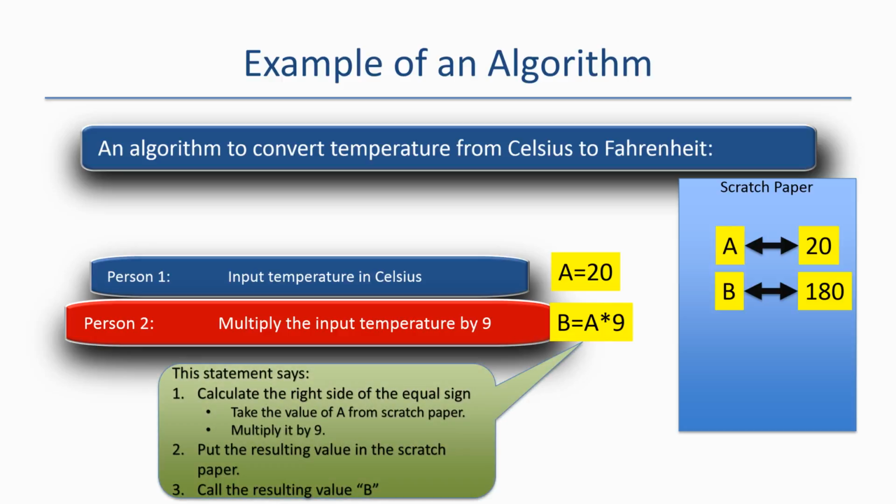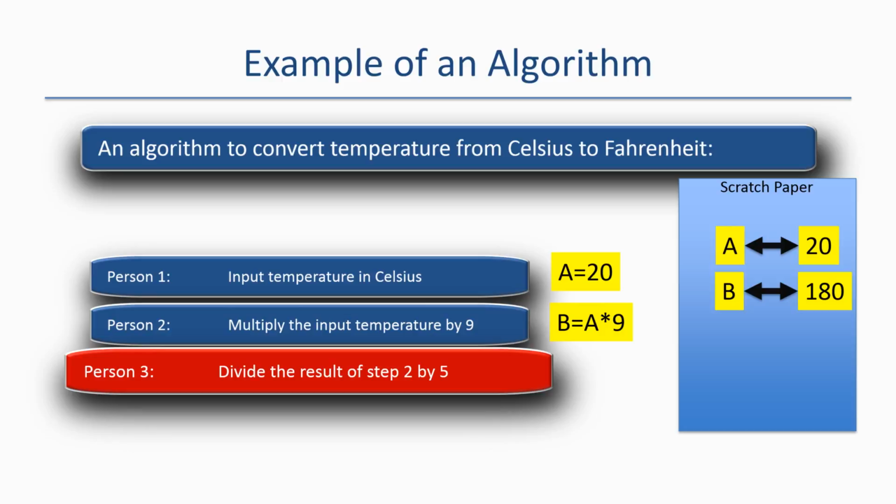Let's look at this statement a little closer. What this statement says to person 2 or to the computer is to calculate the right side of the equal sign. To do so, you have to go get the value which is associated with the identifier A and multiply it times 9, then put the resulting value in the scratch paper and call it B. That's all there is. Again, B is not equal to 180, it's only associated with it.